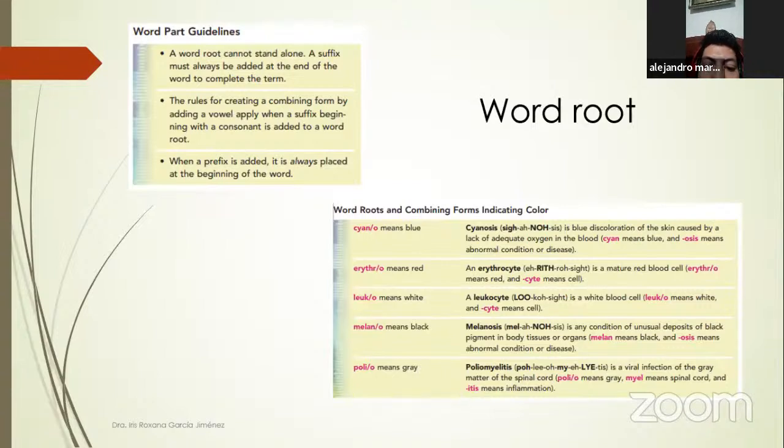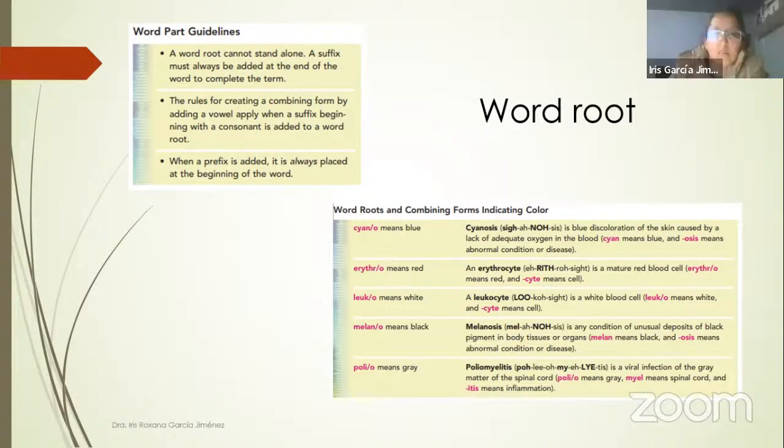Poly means gray. Poliomyelitis is a viral infection of the gray matter of the spinal cord. Poly means gray, myel means spinal cord, and itis means inflammation.